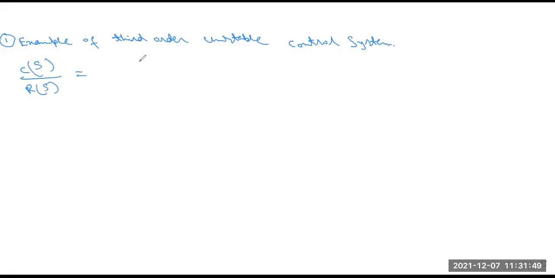equals 3 by s cube plus 1.5 s square plus 0.5 s plus 3. Okay, so you are given this type of equation. This is basically a third order unstable control system. So you have to implement this equation into the time response analysis. So first you have to see the denominator part. Here you can see that it is a third order system, that is s cube.